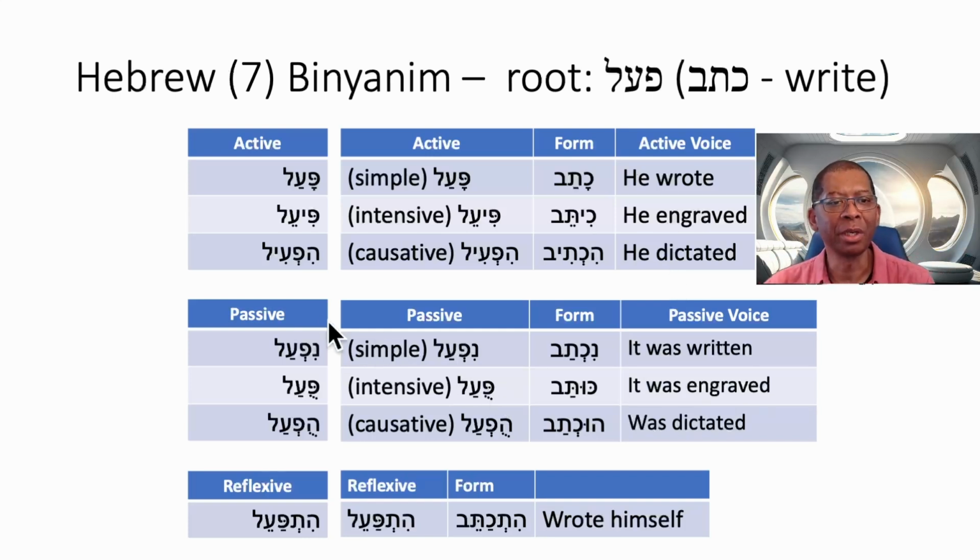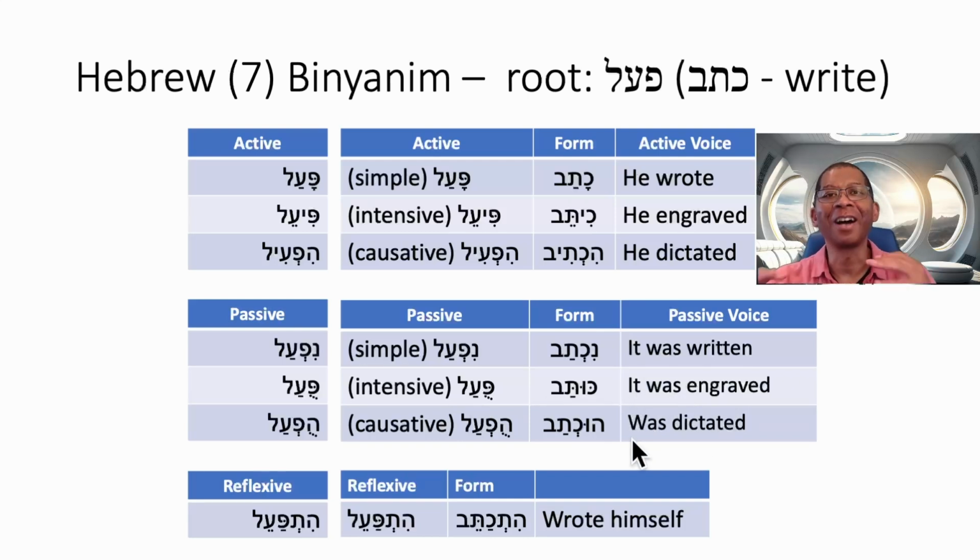So if we come over here, we go to the passive voice, we have nif'al, and then we have pu'al, and then huf'al. Okay, so nif'al, which is simple, just like the simple in the active voice. So it was written, niktav. Niktav is it was written. Katav, he wrote, is active, nif'al is passive. Niktav, it was written. And then we have the intensive in the passive voice. So kutav is it was engraved, and that's pu'al. So kutav, which is intensive, it was engraved.